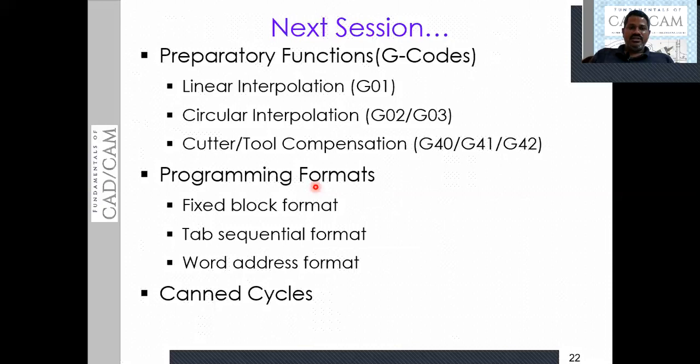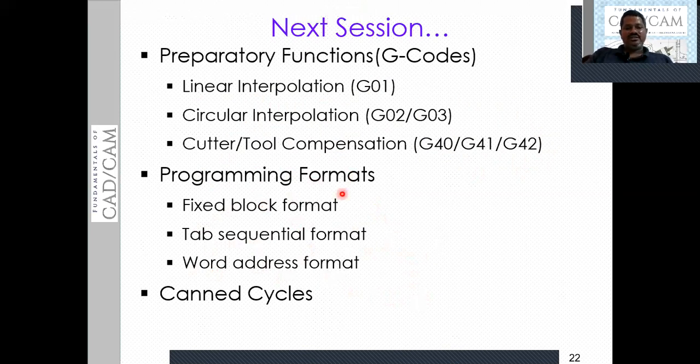In the next class, we will discuss the preparatory functions, in which we will see linear interpolation, then circular interpolation, then what exactly tool compensation is. Along with these important preparatory functions, we will discuss some more preparatory functions in the next session. Then we will also discuss the programming formats. There are different programming formats like the fixed block format, tab sequential format, and word address format. We will discuss these types of programming formats in the next session.